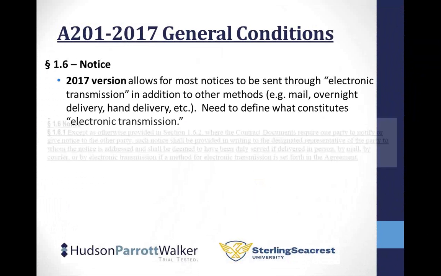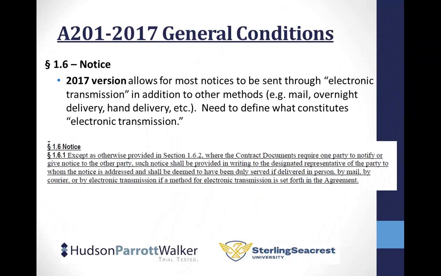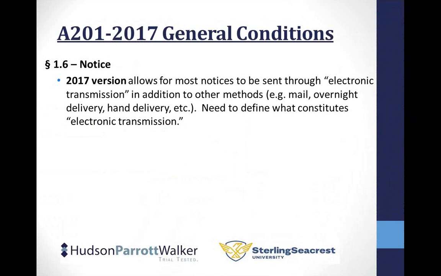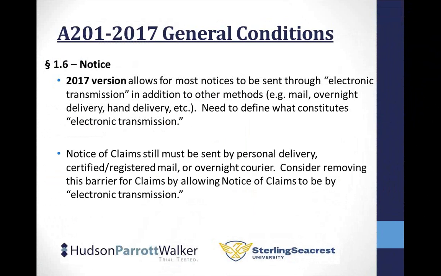And if you do, one of the things you need to make sure you do is define what electronic transmission means. You have to say it's by email, who you're sending it to, who's the recipient of that notice, and if you want a read receipt, if it has to be flagged, something to draw attention to the notice so they know that it's a notice under the AIA documents. The one provision that they have not changed for electronic transmission is notice of claims. They believe that a notice of a claim is special, that it should have some more attention drawn to it. So they don't allow it to be sent by email. They still want personal delivery, certified mail, or overnight courier.